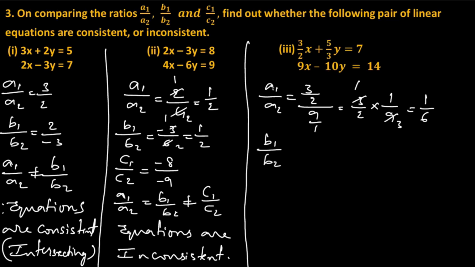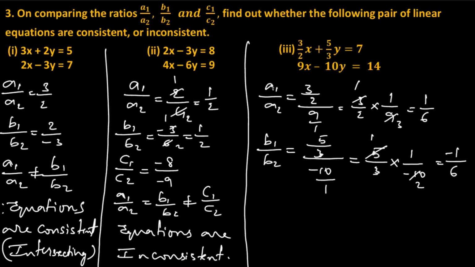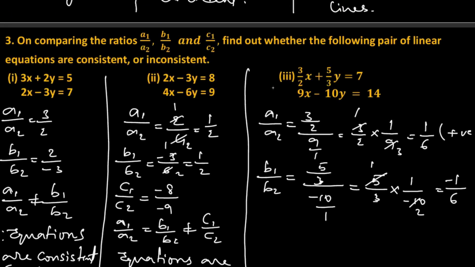b1 by b2 is equal to 5 by 3 whole divided by minus 10. 5 by 3 into reciprocal. If it goes to the numerator, it will be the reciprocal. 1 by minus 10. 5 ones are 5, 5 twos are 10. This is minus 1 by 6.